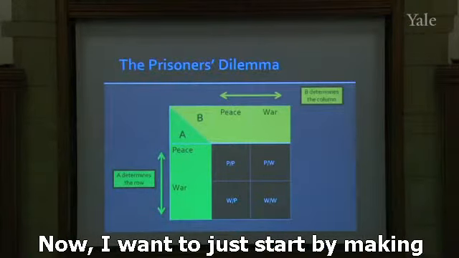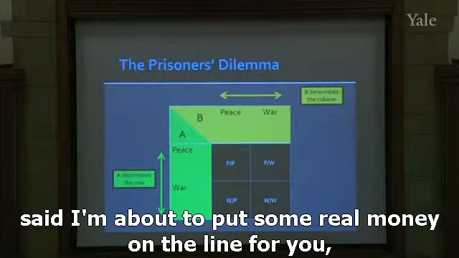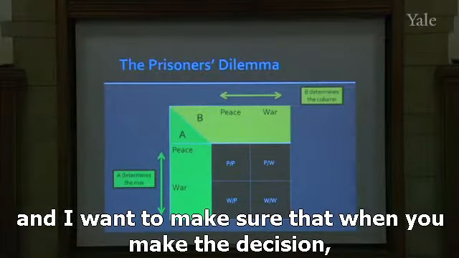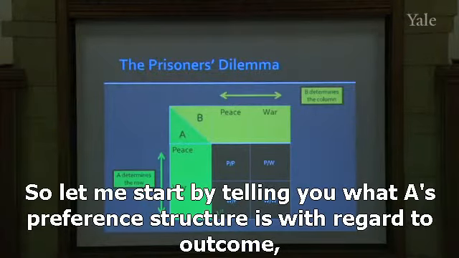Now, I want to just start by making sure that everybody has understood the structure of this problem, because as I said, I'm about to put some real money on the line for you, and I want to make sure that when you make the decision, you make it understanding the structure of the case. So let me start by telling you what A's preference structure is with regard to outcomes, and then ask you with your clickers to tell me which choice is rational for A to make.